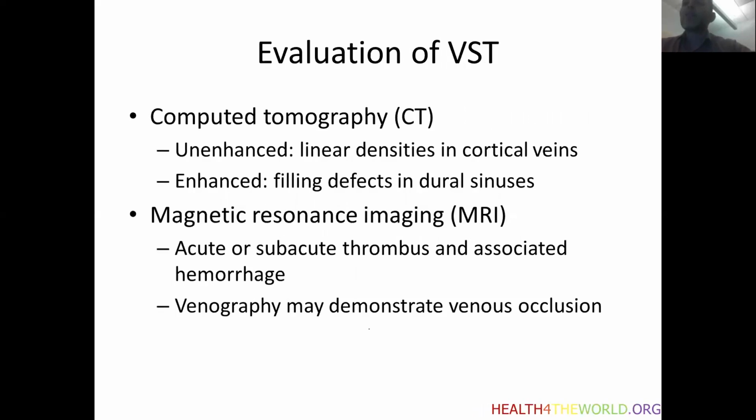On computed tomography, you might see the hemorrhage associated with venous sinus thrombosis, as I mentioned earlier, and you might see signs of the sinus thrombosis itself. So on an unenhanced CT, sometimes you're able to observe linear densities in the cortical veins or in the sinuses themselves. In CT with intravenous contrast, sometimes you can observe filling defects in the dural sinuses that correspond to the thrombi. Magnetic resonance imaging is sensitive for acute and subacute thrombosis as well as associated hemorrhage. And if you can perform MR venography, this may also demonstrate the venous occlusion.